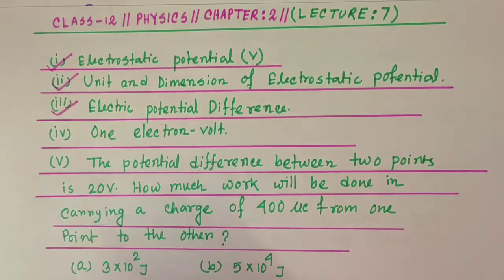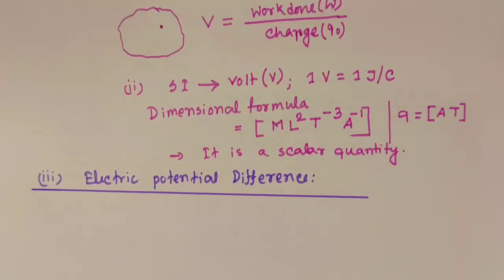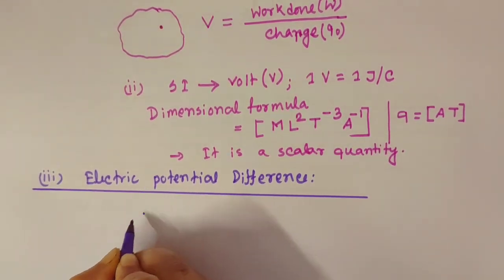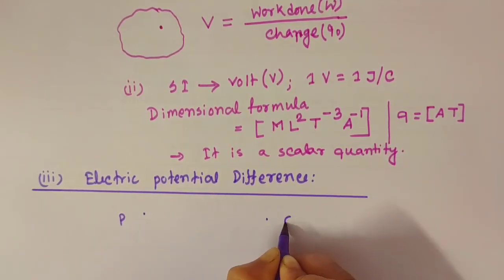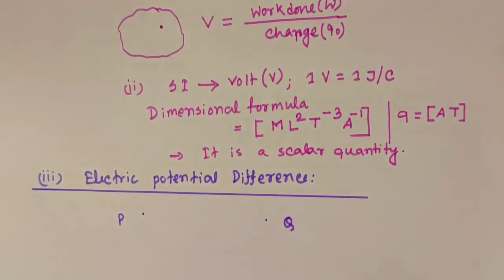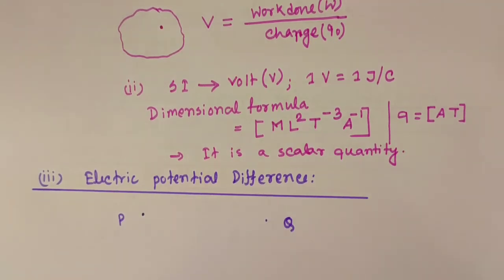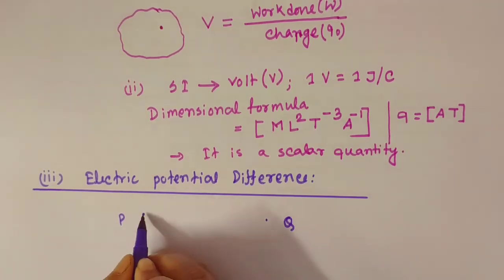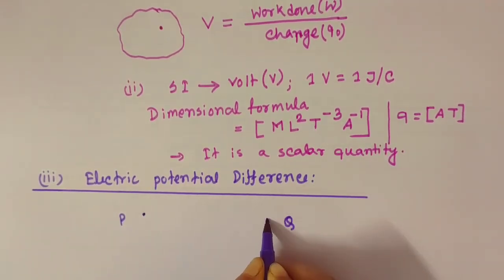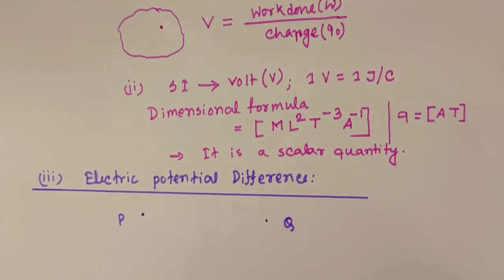Now, the third one, electric potential difference. What is electric potential difference? Suppose we have 2 points. One is P, another point is Q. So, electric potential difference between these 2 points is equal to the work done by external force in moving a unit positive charge against the electrostatic force from P to Q. Okay, along any path between these 2 points.